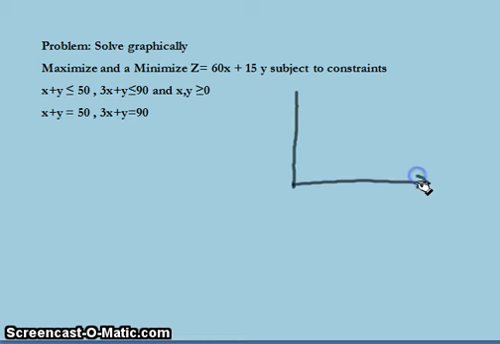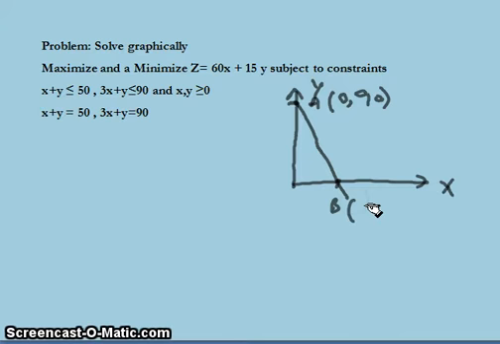The graph for this has been shown. This is the y-axis and this is the x-axis. Now starting with the line 3x plus y equal to 90, we have a line of this sort with 2 points A and B. The coordinates of A are 0 and 90, whereas the coordinates of B are 30 and 0. Now this line satisfies the equation 3x plus y equal to 90.